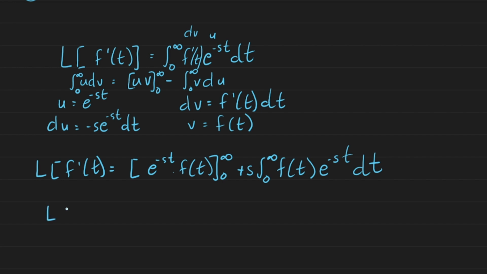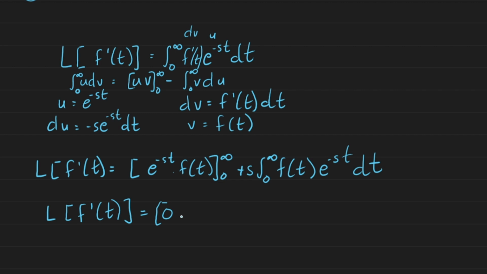So the Laplace transform of the derivative f prime t is now equal to, for this first term, we substitute in the bounds. If we substitute in infinity as t goes to infinity, even though f of t will go to infinity, this e to the minus st will go to 0. We assume that this constant s is big enough such that this whole term will approach 0. So we have 0 inside here. That's the first term. And then putting in 0, e to the power 0 is just 1, so we get minus f of 0.